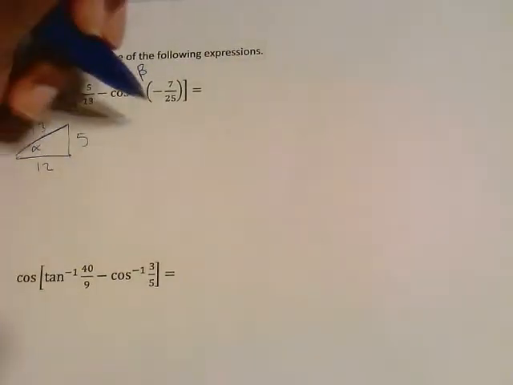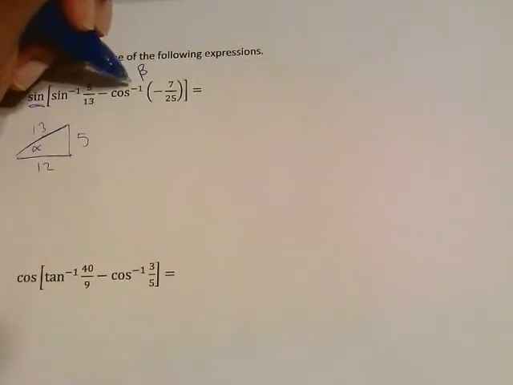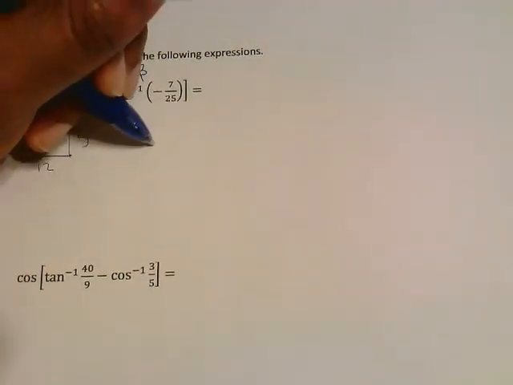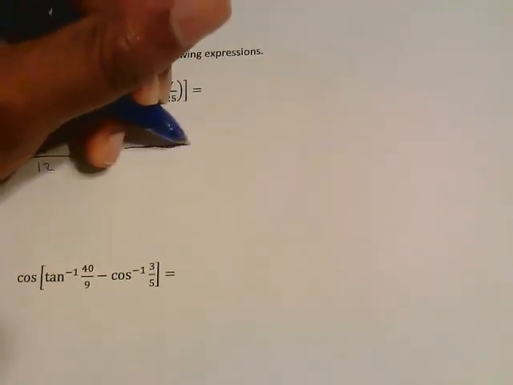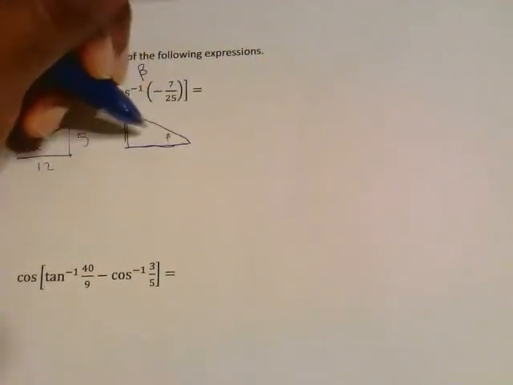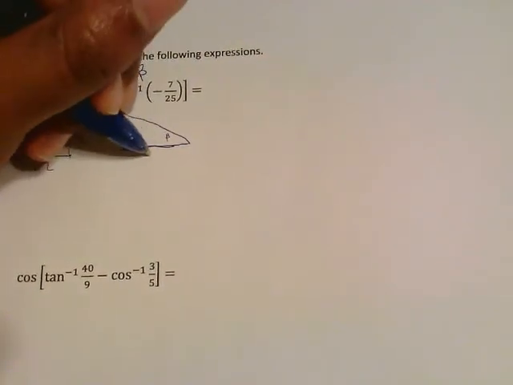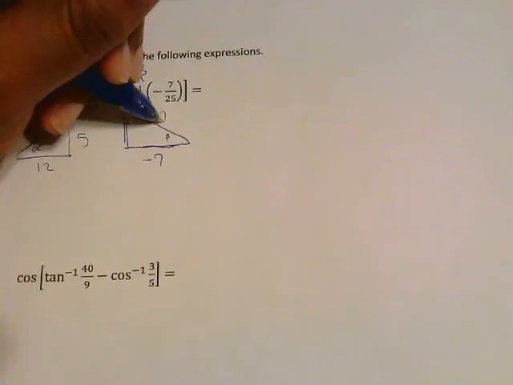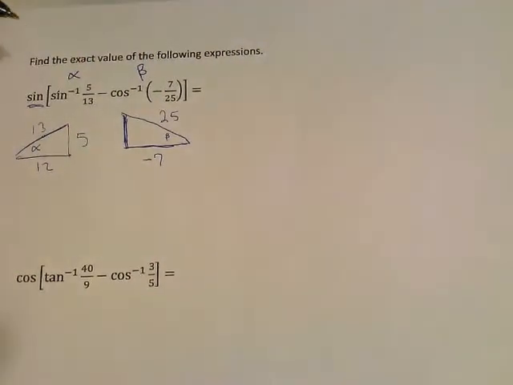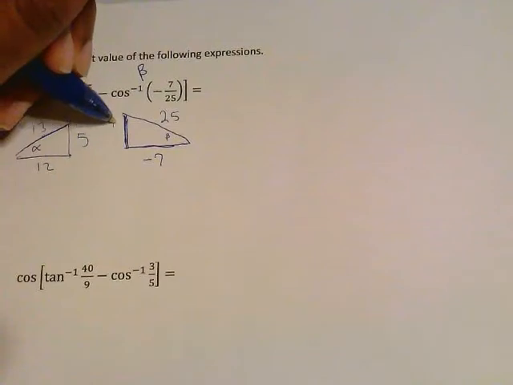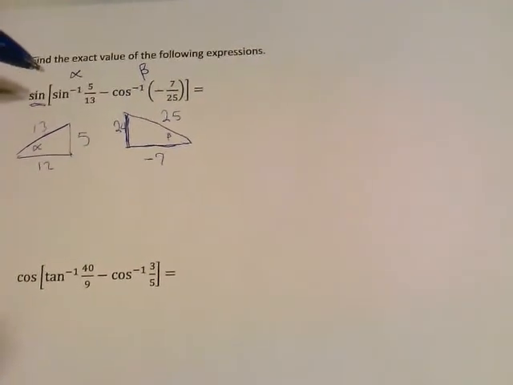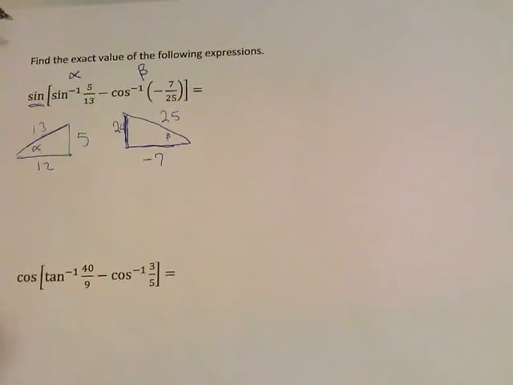So here's our alpha triangle, and then our beta triangle. Cosine inverse is negative in the second quadrant, so our beta triangle is going in this direction. Here's angle beta for our reference angle, and cosine is negative 7 over 25. Here our other side, if we apply the Pythagorean theorem, is going to be 24. The vertical distance is positive because this triangle is in the second quadrant.